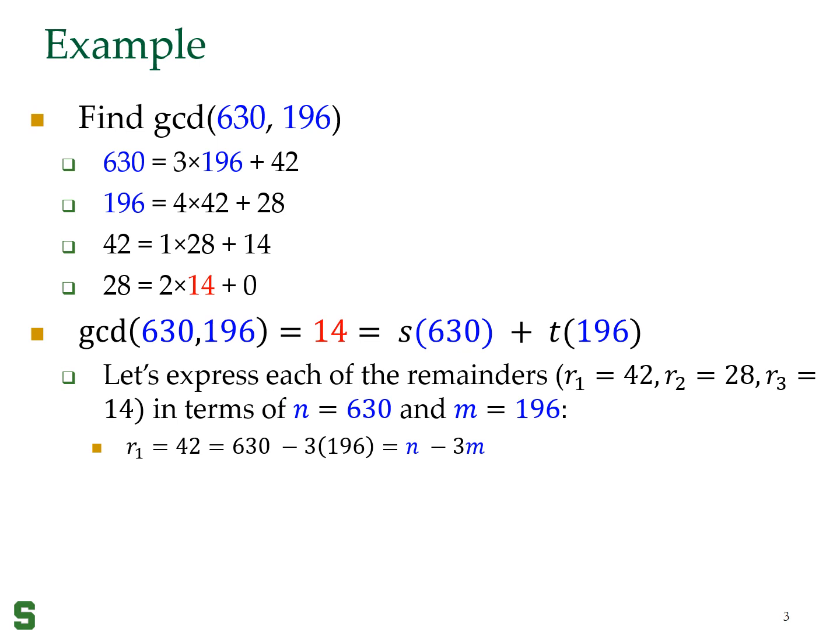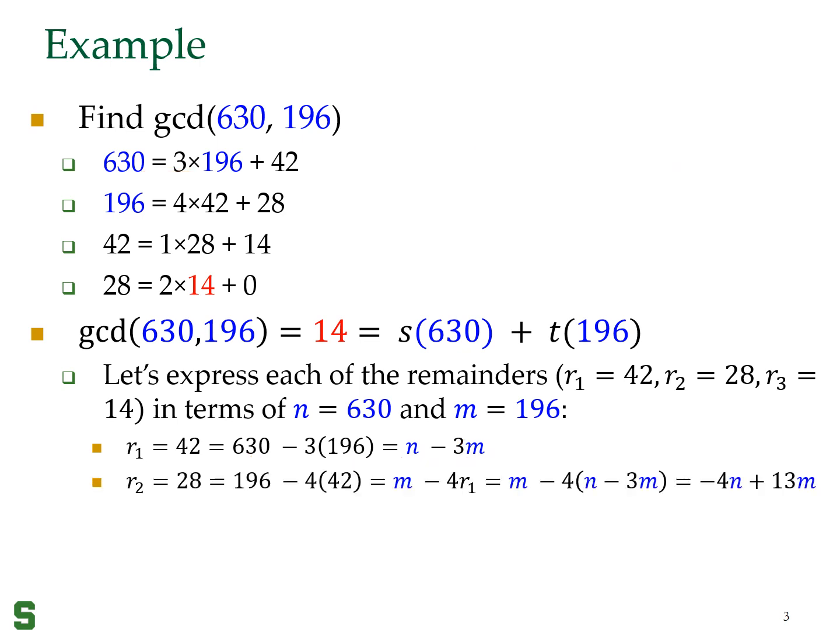I'm going to take this expression and rewrite it as 42 is equal to 630 times 1 minus 196 times 3. So that's the expression that I have over here. Now, we had letter n representing 630, m representing 196, so I can write R1 to be n minus 3m. We proceed further.